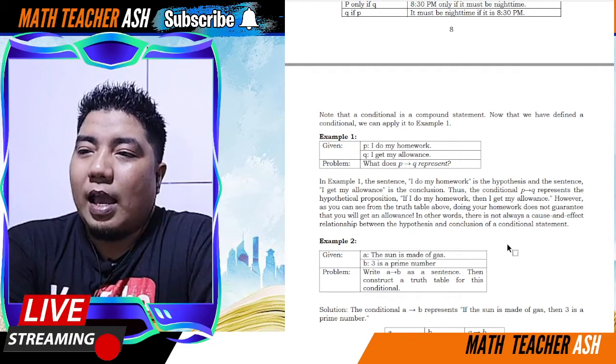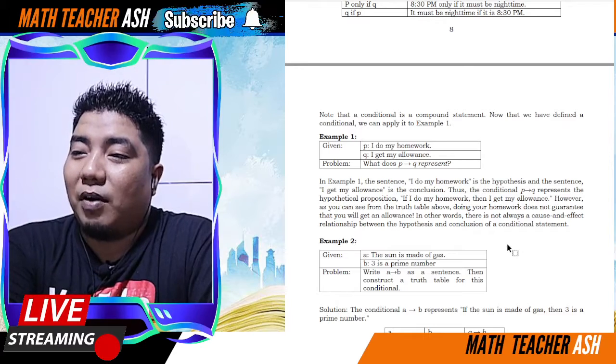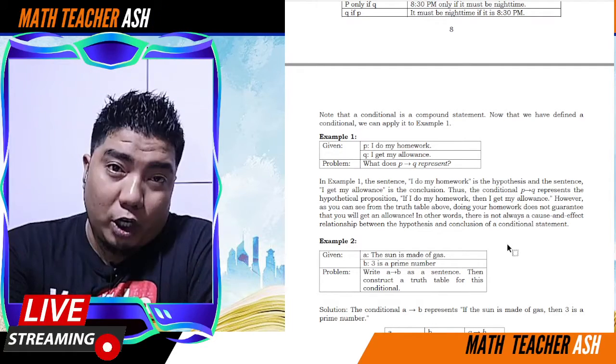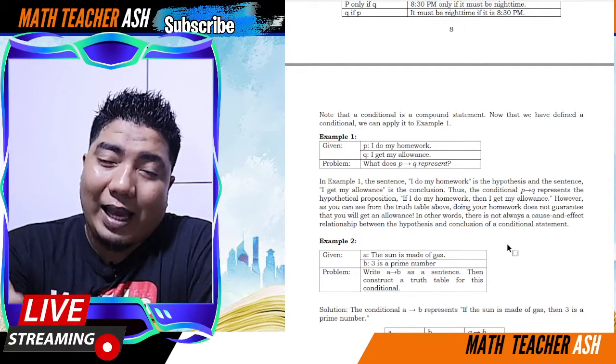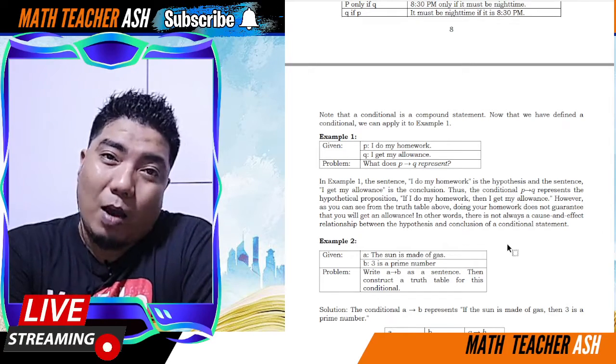However, as you can see from the truth above, ang paggawa mo ng homework ay hindi guarantee na makukuha mo yung allowance mo.